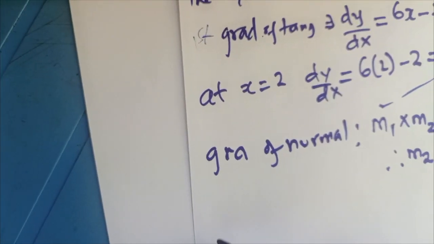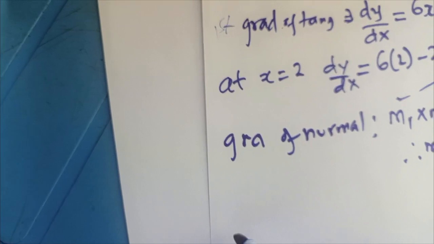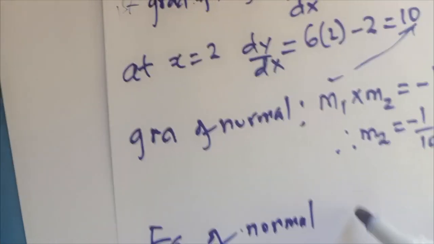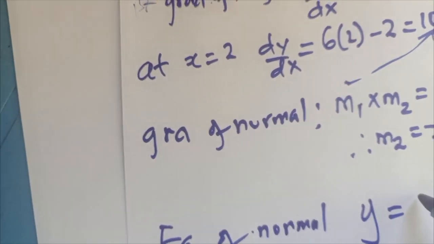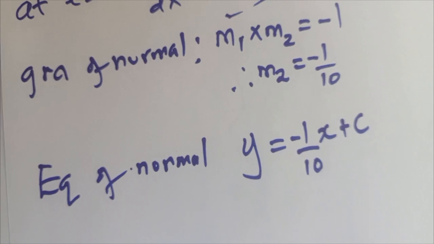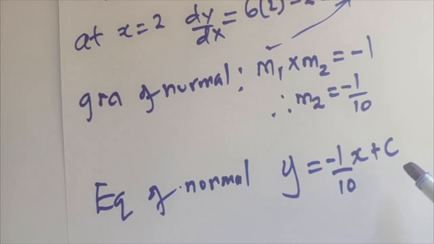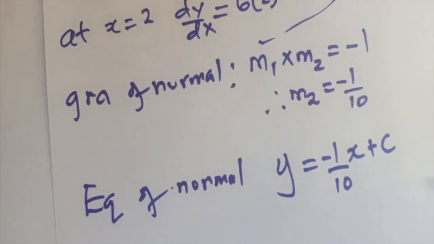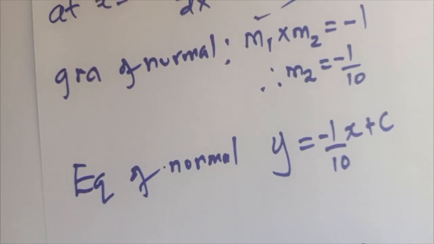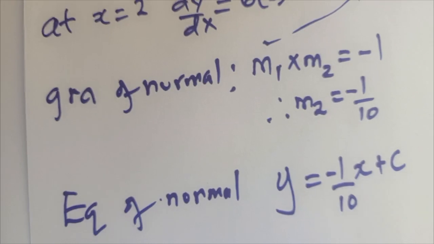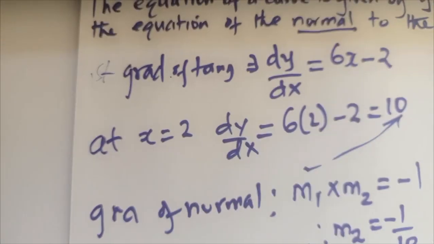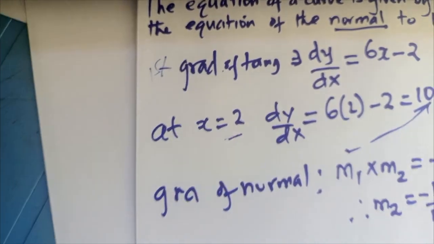So we know the gradient, therefore the next step is to get the equation. Now the equation of the normal will be of the form y is equal to mx plus c. Now we know our m is -1/10, plus c. So what we need to do is to find the value of c, and therefore we shall have solved the problem by telling the equation of the normal. So how do we get the value of c? To get the value of c, you need to know the value of y, because you already know the value of x, the point through which the line passes, at x is equal to 2.